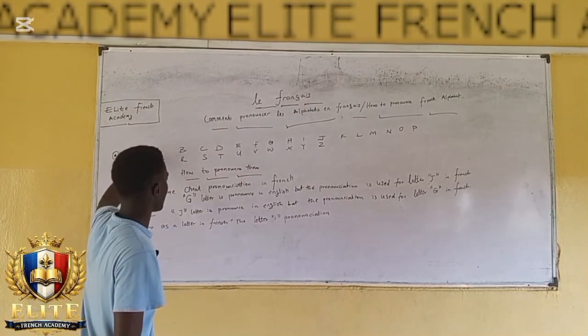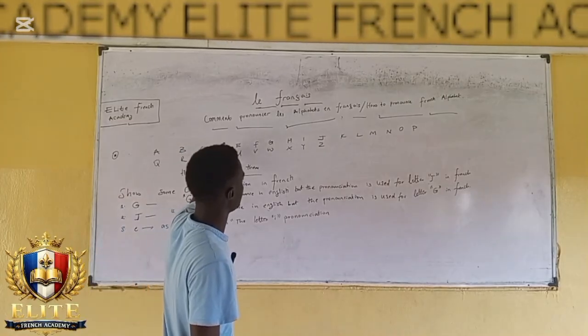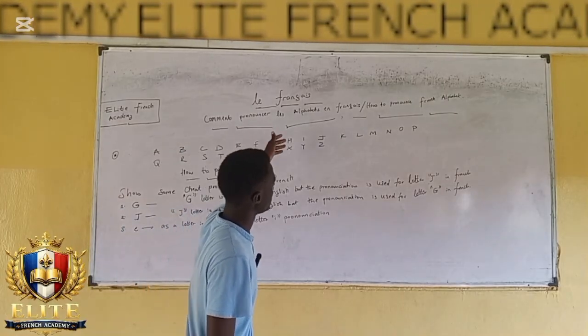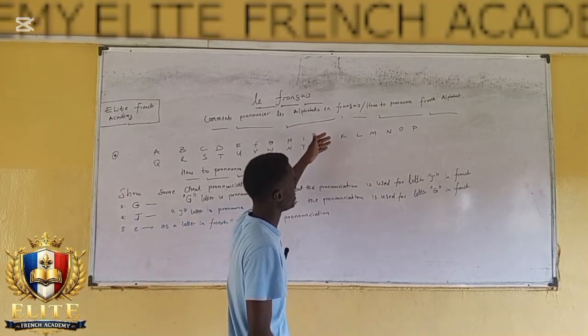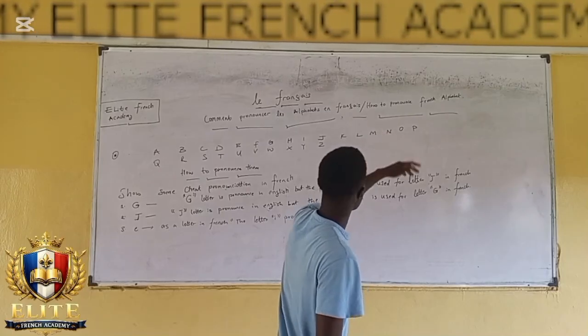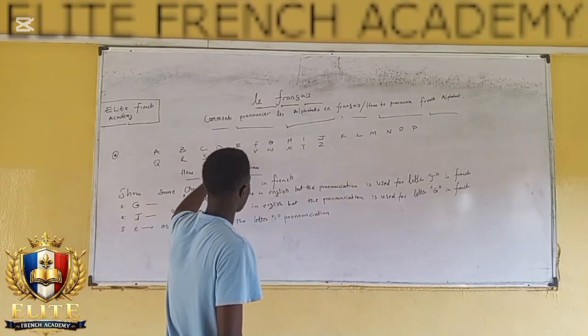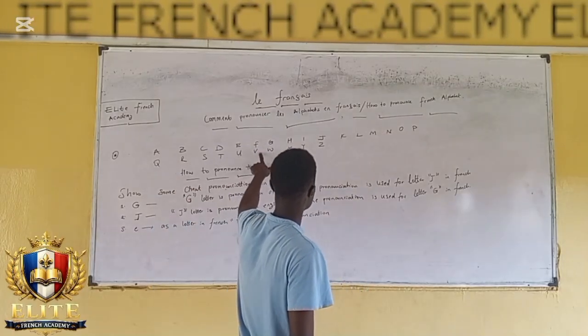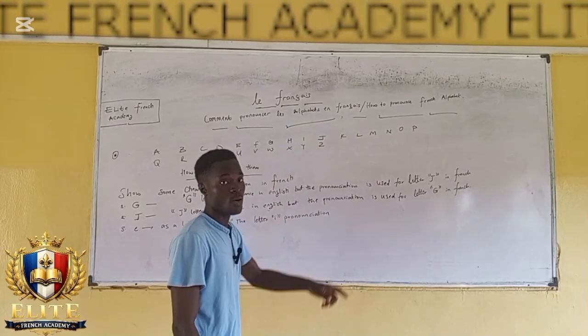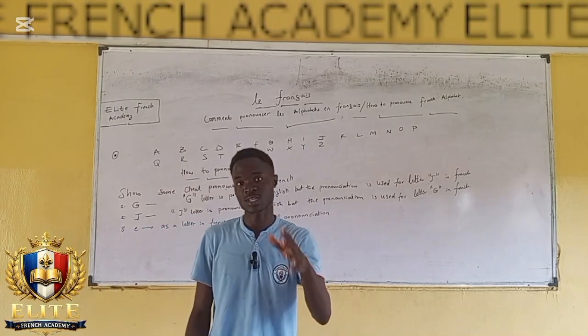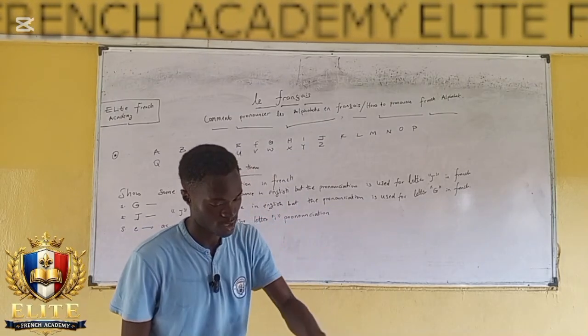A, B, C, D, E, F, G, H, I, J, K, L, M, N, O, P, Q, R, S, T, U, V, W, X, Y, Z. We are going to learn how to pronounce those letters, so let's start with this.